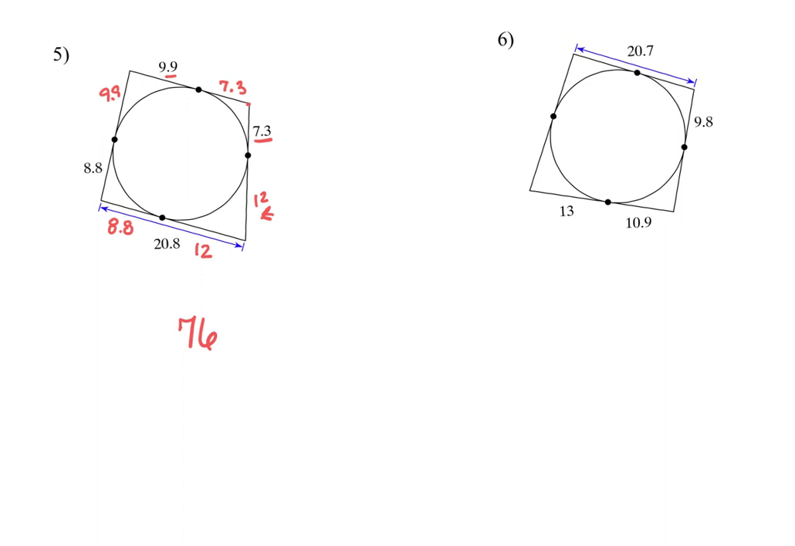For the second one, you would do exactly the same process. If this is 10.9, that's 10.9. This is 13. To figure out this side, you're going to take that 9.8 and subtract it from the 20.7, which is going to give you, what, 10.9? Something like that. Add it all up, you should have gotten 89.2 for this one.